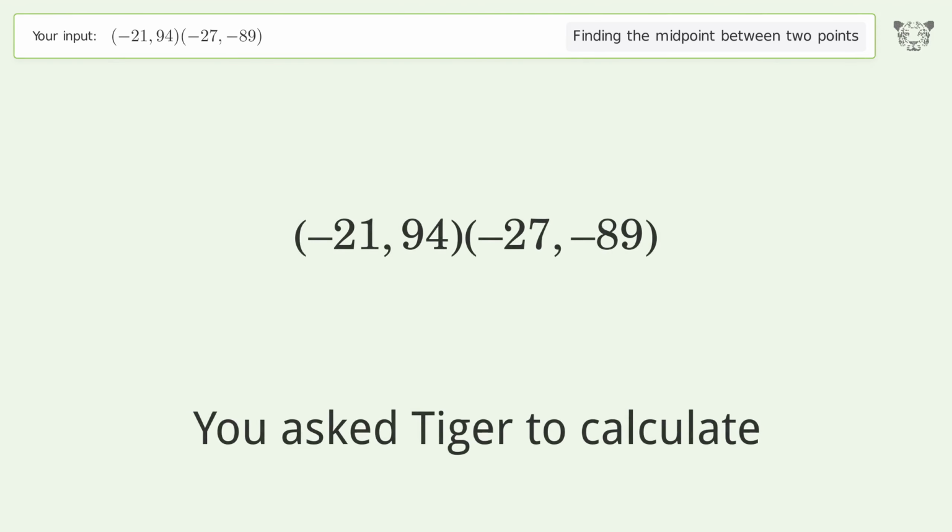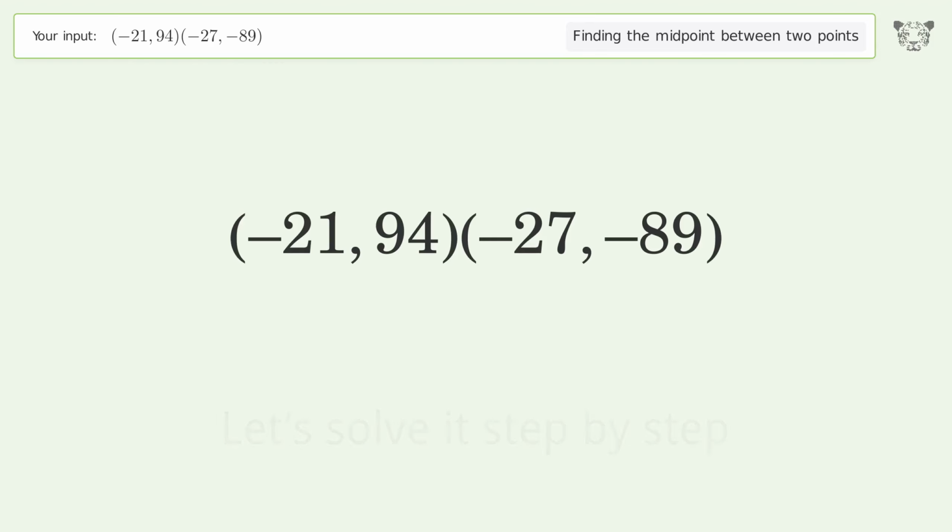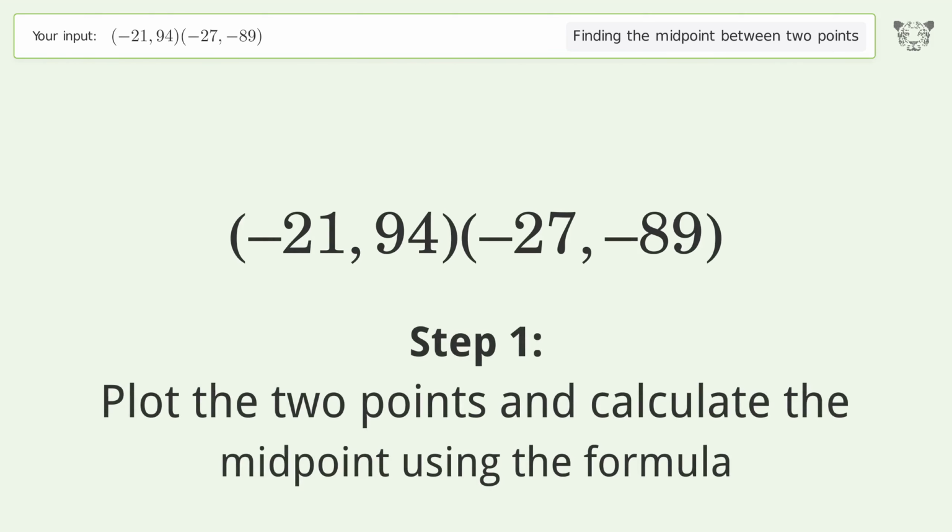You ask Tiger to calculate. This deals with finding the midpoint between 2 points. The midpoint between the 2 points is -24, 2.5. Let's solve it step by step. Plot the 2 points and calculate the midpoint using the formula.